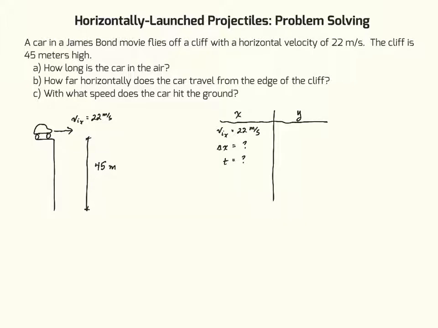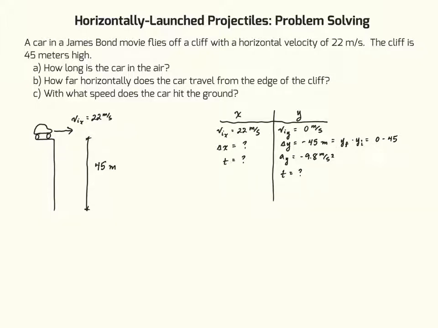In the y direction, well, we know that there's no initial velocity in the y because this is a horizontally launched projectile. We know our delta y, and that's going to be negative 45 meters. And just to remember why it's negative, remember we always take y final minus y initial. Our y final is going to be 0, and then our initial is 45 meters, so then we get the negative 45 meters. Okay, we also know acceleration in the y, which is our negative 9.8 meters per second squared. And then finally, we don't know time.